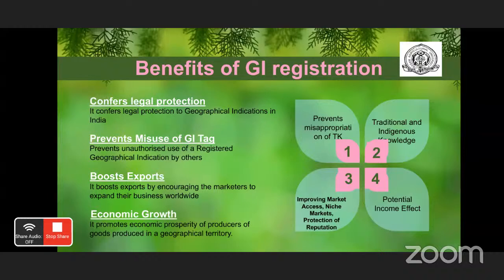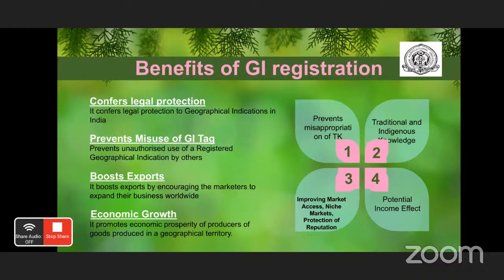aspects of GI registration is that it prevents misappropriation of traditional knowledge. Because we know that traditional knowledge-based inventions are not patentable in India. In India, if we have some invention which is based on traditional knowledge, then we cannot patent it. Then how to protect it? Because traditional knowledge is already in the public domain.